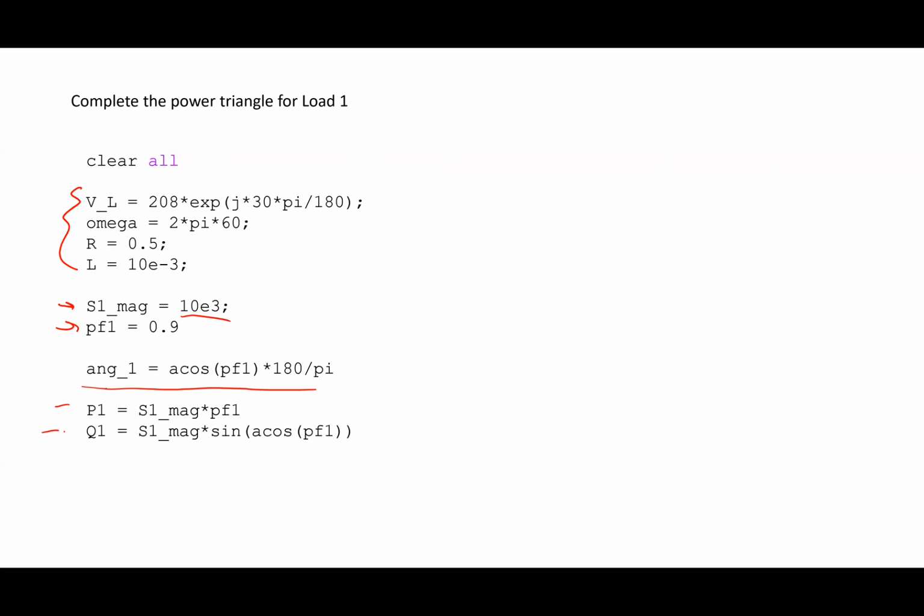Now notice here, you've got to be careful. The thing that's going to annoy you is if you computed ang1 here, like I did, this is now in degrees. When I go to sine, sine is going to expect an input in radians. So instead of putting in the variable, I did acos of power factor 1.